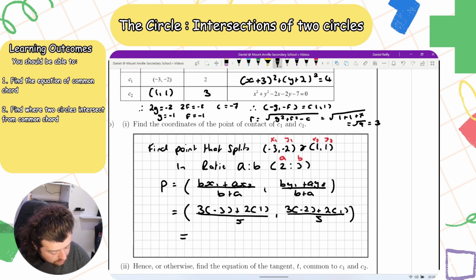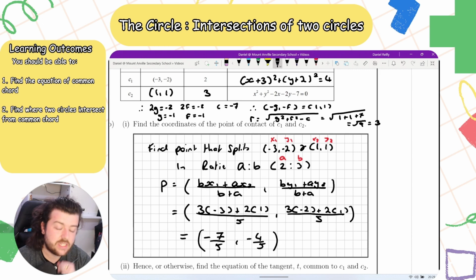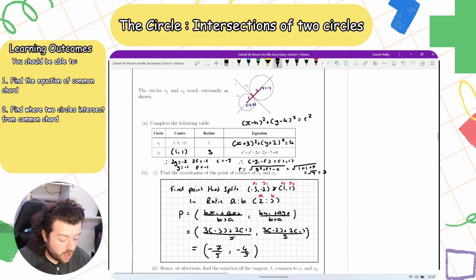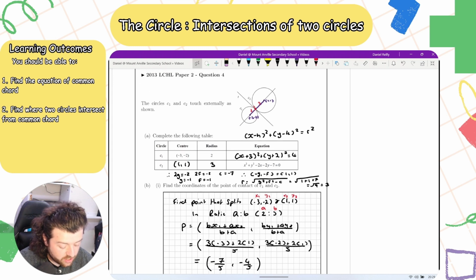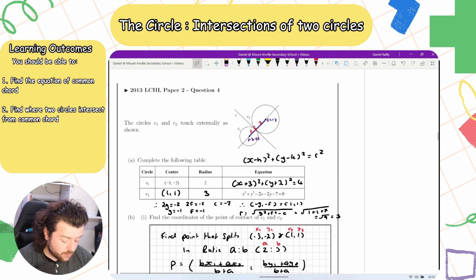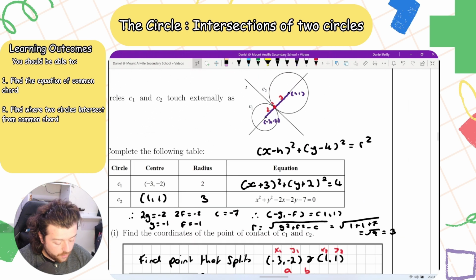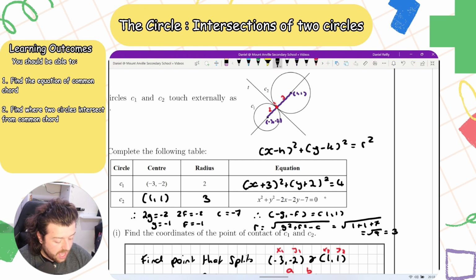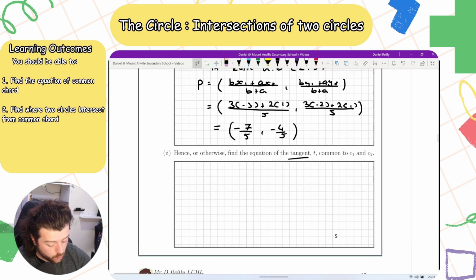So minus 9 plus 2 is going to be minus 7 over 5. And then minus 6 plus 2 is minus 4, which is going to be minus 4 over 5. And that is the point of contact, or the point of intersection, of the two circles. So now, how do I find the equation of the tangent? There's two ways we can go about this. I can rewrite this equation in the general form, as we see here, and take them away. Or I know where my point of contact is, so I have my point on the line. I just need to find the perpendicular slope. So I think I'm going to do the second way.